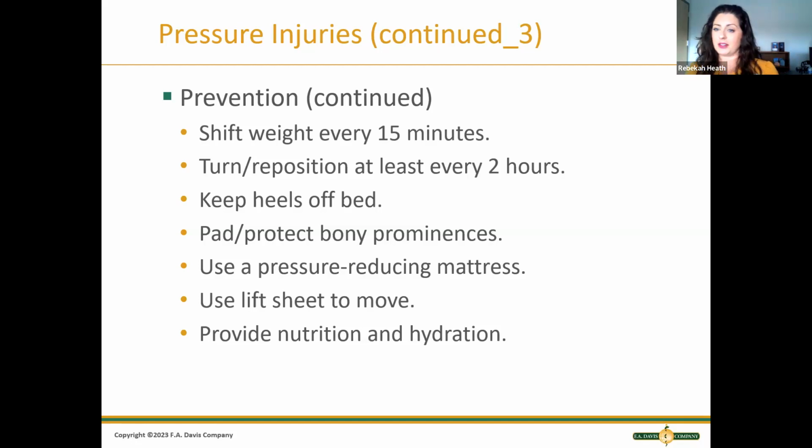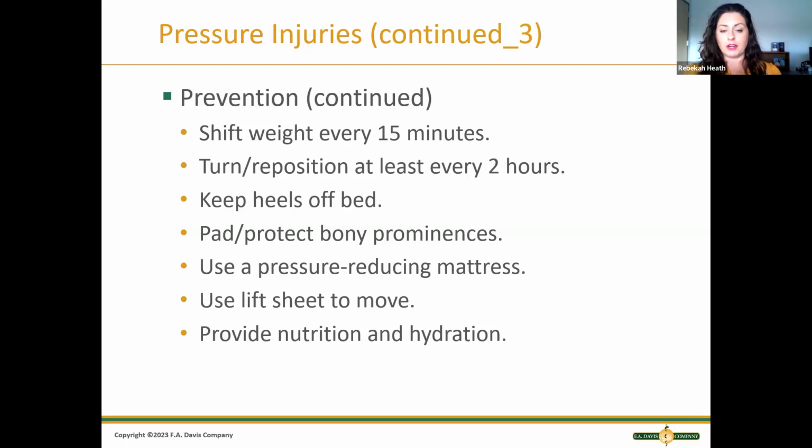So we're going to do some other things to help with that. Like if their heels are at risk, we're going to keep their heels off the bed. We might elevate them on something else. We also are going to pad or protect bony prominences. Sometimes patients will have little elbow pads to help protect their elbows, somewhere where we know they're already either at risk or they've started to develop some redness, irritation. We can pad those areas.